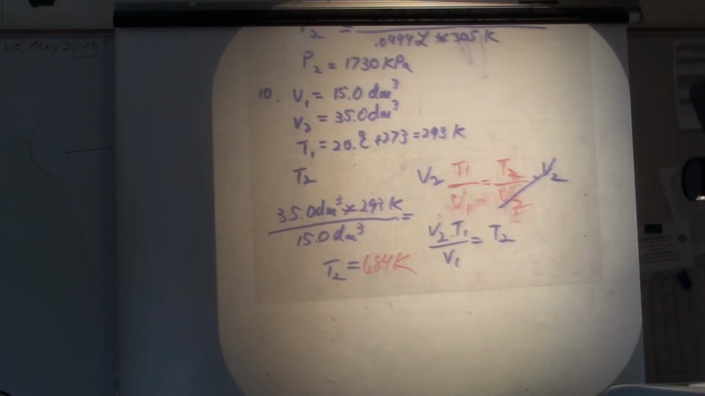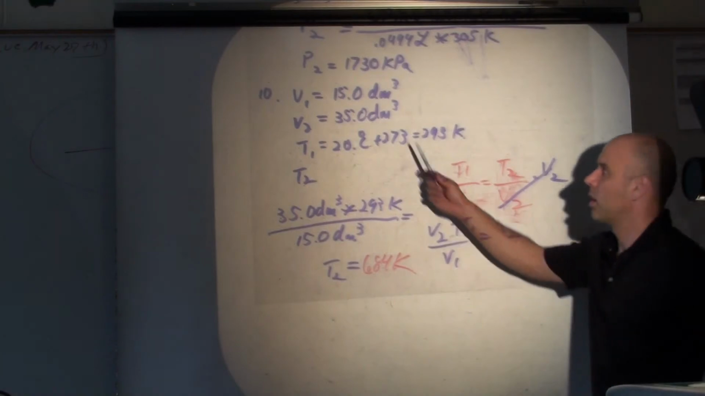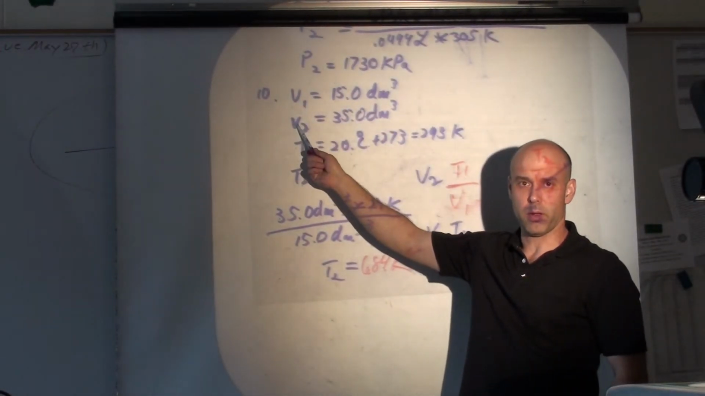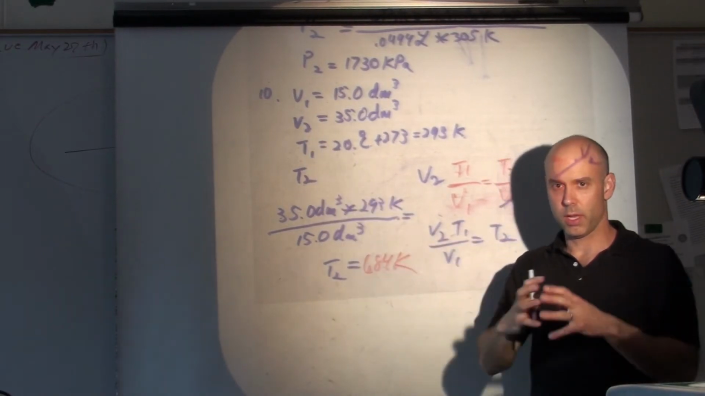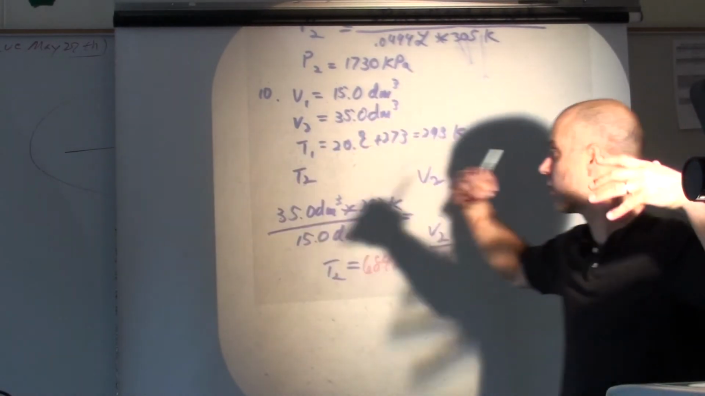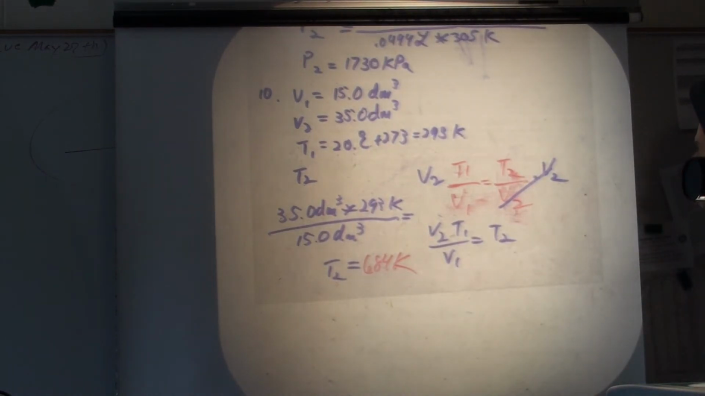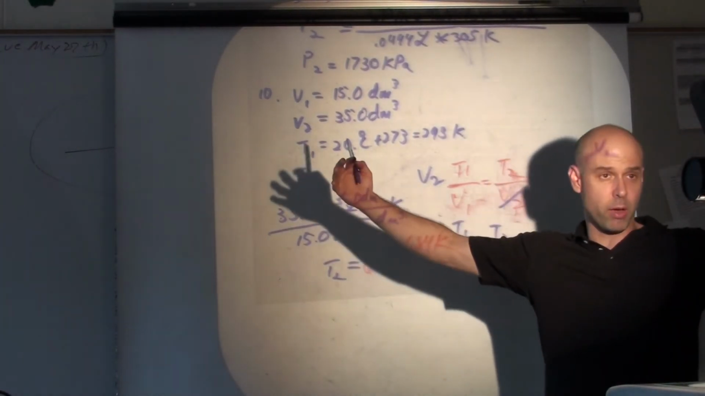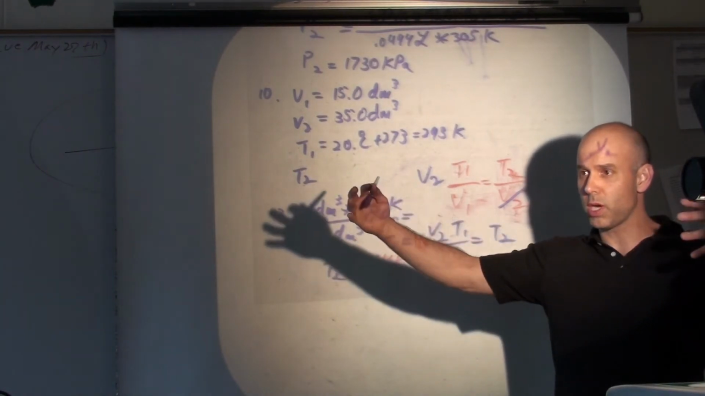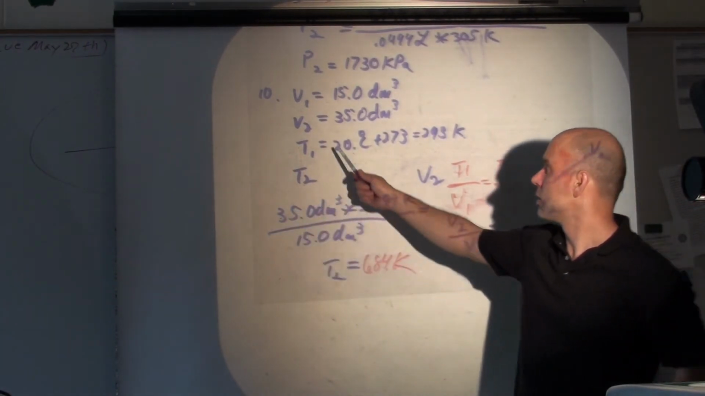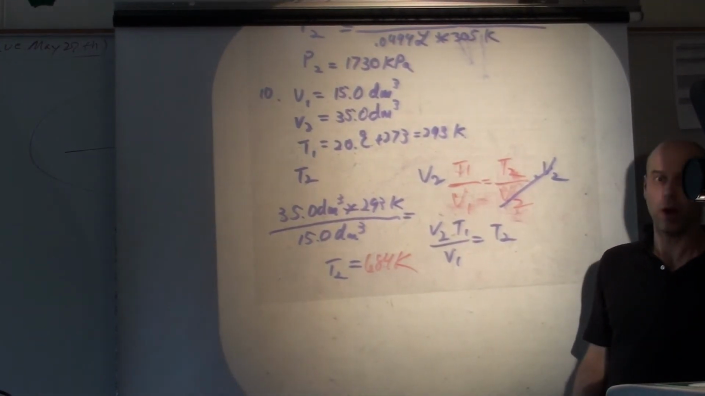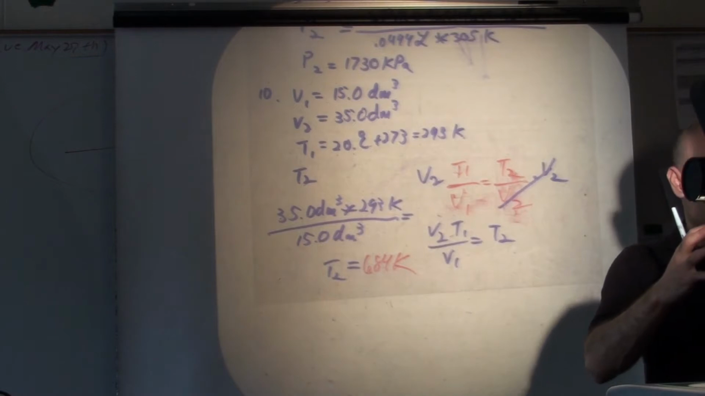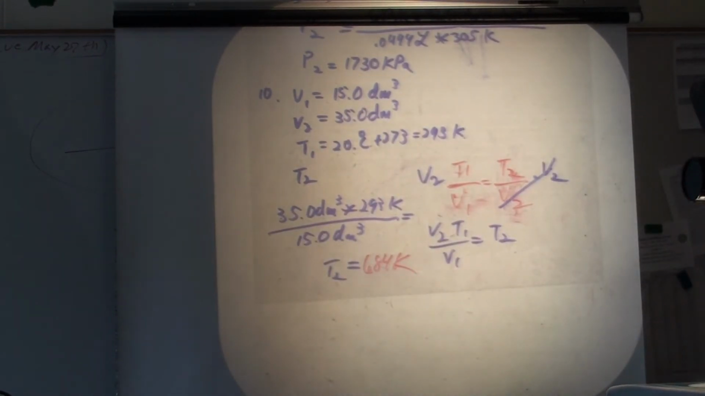And for those of you who did your algebra wrong, I hope you were thinking about your answer, because my volume got bigger. What's the relationship between temperature and volume? If temperature gets bigger, volume should get bigger, right? If temperature goes up, volume should go up. So my volume went up, that means my temperature should be higher, right? It's that increase of temperature that caused the volume to get bigger.